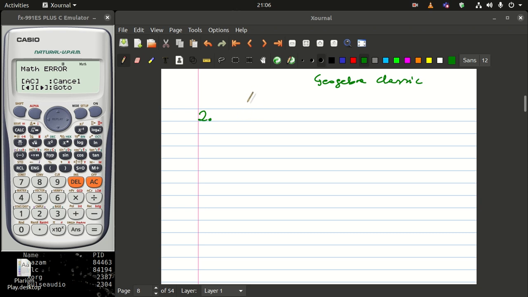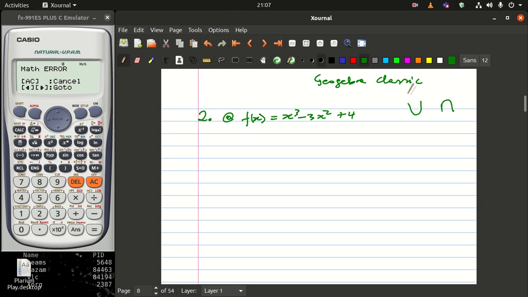So we have the first function, f of x is equal to x cubed minus 3x squared plus 4. Once you have this, you want to find out where it is concave up and where it is concave down. What is important here: this is concave up and this one is concave down. When a function is concave up, we know that the second derivative must be greater than 0.